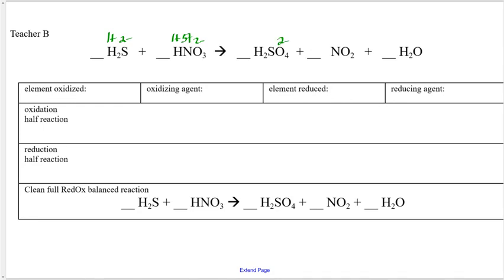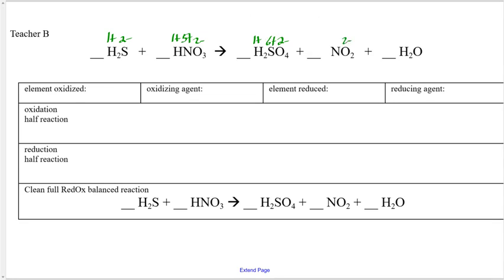This is a 2 negative, but there's 4 of them, so that's an 8 negative. The whole thing's got to add up to 0. Hydrogen's a 1 positive. There's 2 of them, so that's a 2 positive. So 2 plus 8 negative is negative 6. The whole thing adds up to 0, so this must be a 6 positive. So the sulfur is a 6 positive.